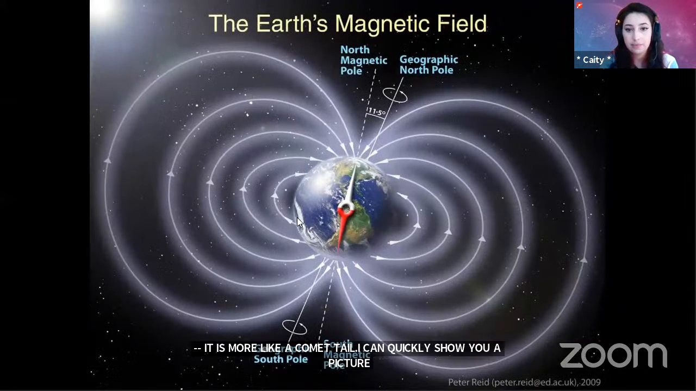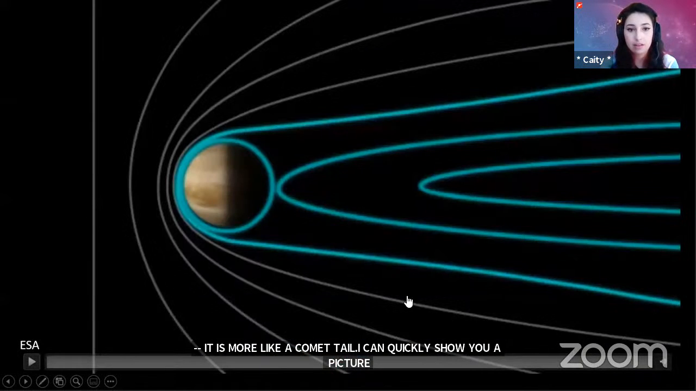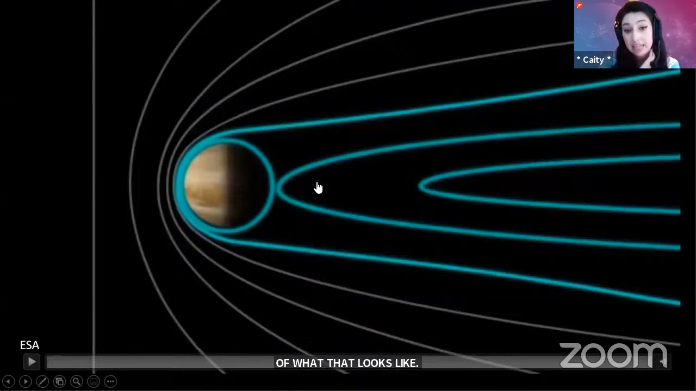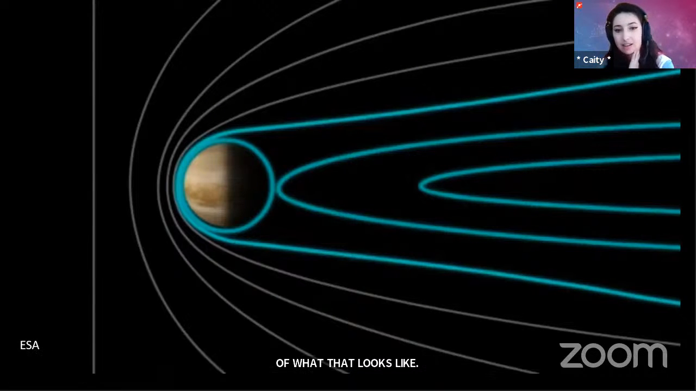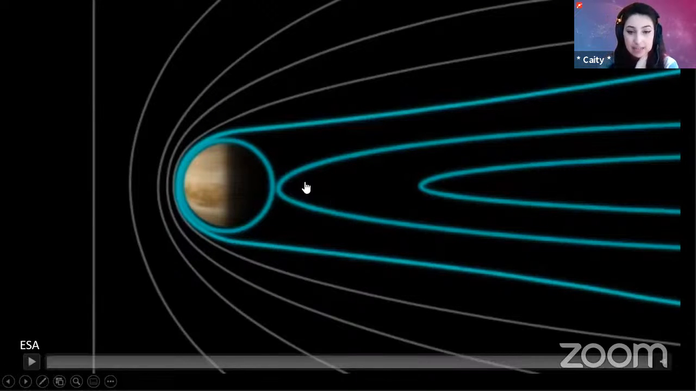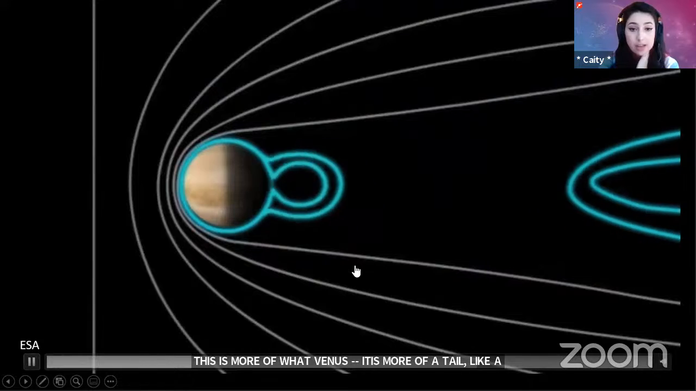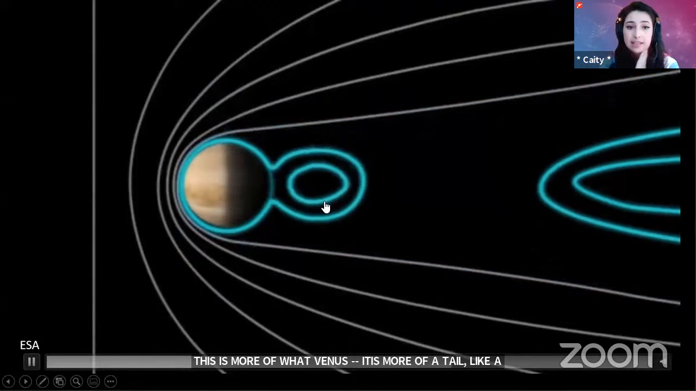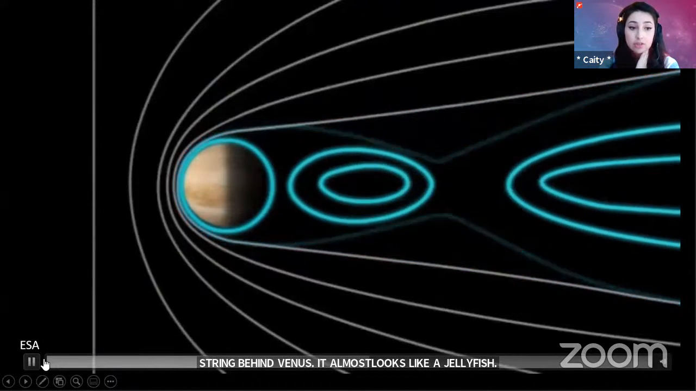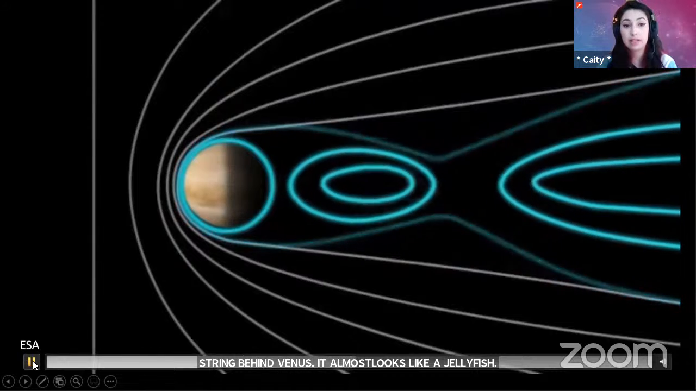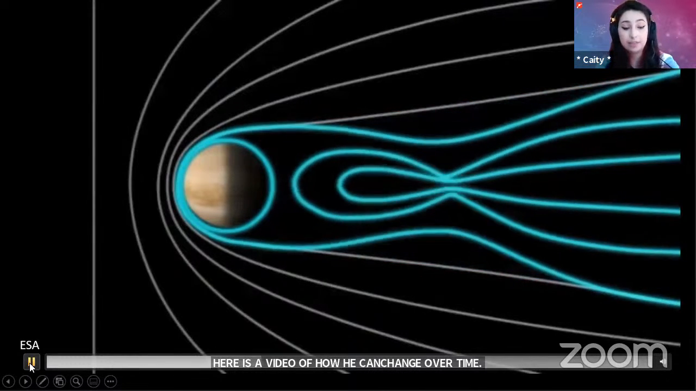All right. So that's the Earth. All right, so this is more of what Venus is. It's more of a magnetotail, just kind of like a string behind Venus. And this is what it looks like. It almost looks like a jellyfish. And here's a video of how it can change over time, but it's not nearly as strong as the Earth's entire magnetic field is.